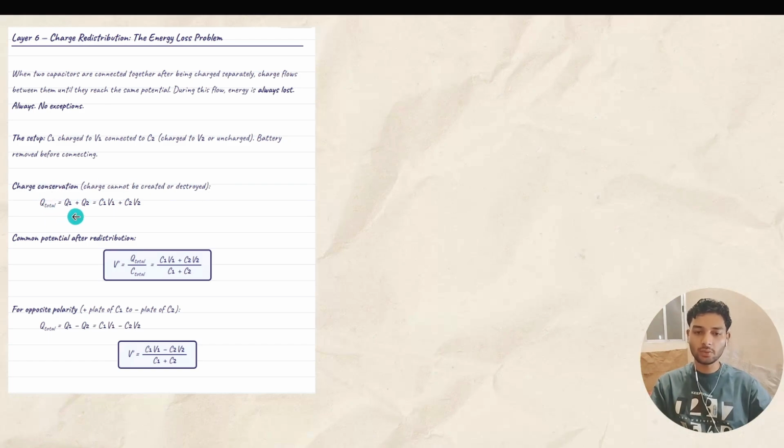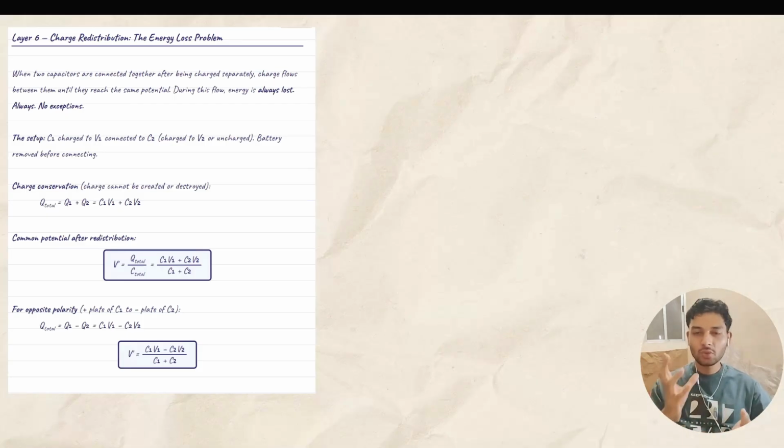So we have Q total equals Q1 plus Q2 equals C1 V1 plus C2 V2. So common potential after redistribution, V equals Q total by C total, (C1 V1 plus C2 V2) by (C1 plus C2). So basically guys, you need to know about these formulas. We have talked about this before in the potential chapter or the potential difference topic. So yeah, you need to have some basic conceptual knowledge here to understand this particular concept.